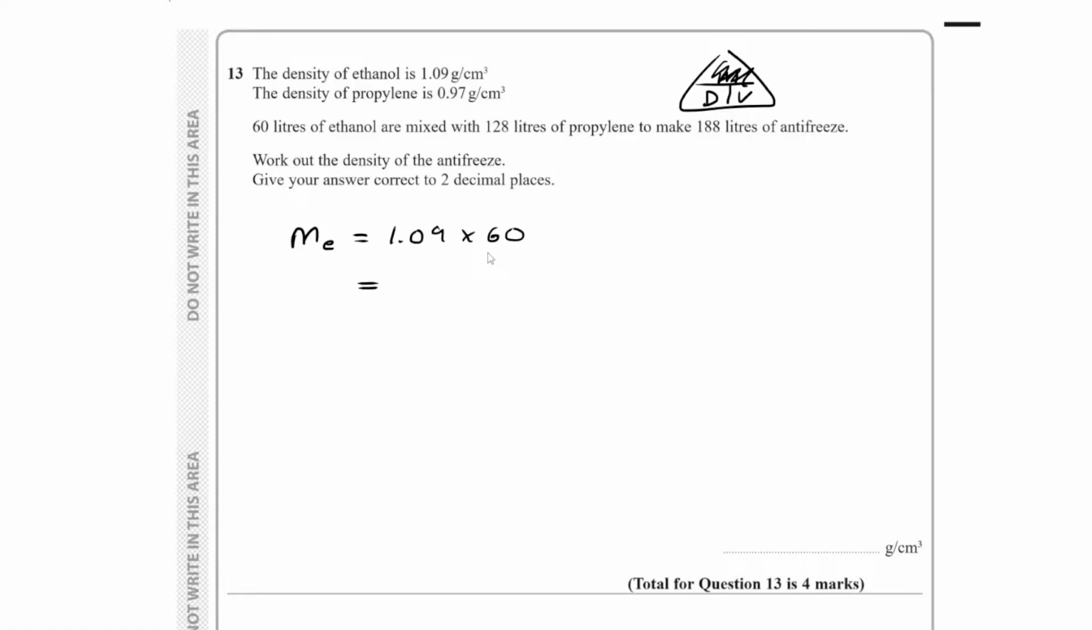Which should give you 65.4. That's obviously in grams. Then I do the same for the other one, propylene. The mass of propylene would be 0.97 multiplied by 128, which gives me 124.16. And then, therefore, I could work out the total mass of the antifreeze, couldn't I? That would be both of those added together.